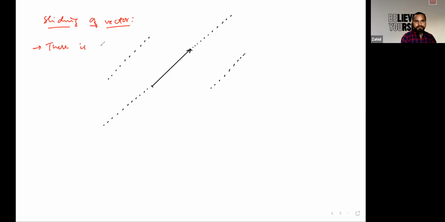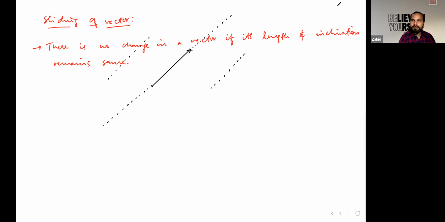There is no change in a vector if its length and inclination remain same. So this vector, this vector, this vector, this vector, in any of its sliding movement, it will remain same.